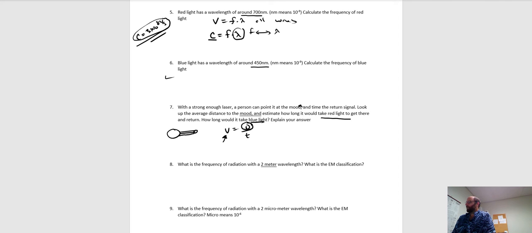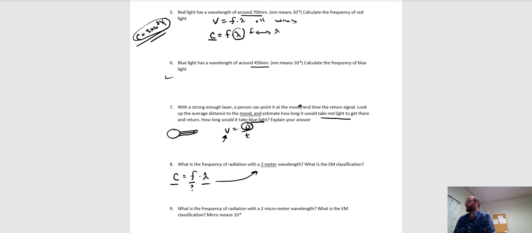Okay, number 8, what is the frequency of radiation with a 2-meter wavelength? So again, for EM radiation, c is equal to f times the wavelength, lambda. They're asking for the frequency. The speed of light is 3 times 10 to the 8th meter per second, and the wavelength is given in the problem.